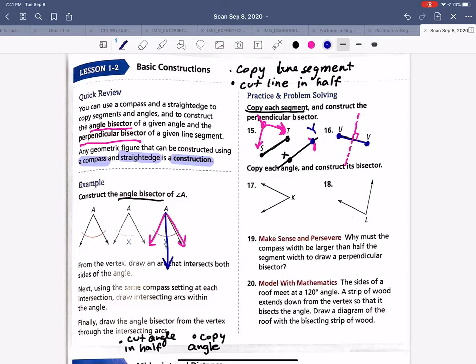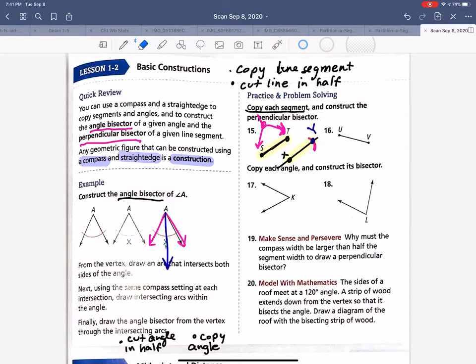And essentially, I've done it. I copied this line segment here, ST, over here to XY. Now they said, construct a perpendicular bisector. So I kind of got ahead of myself. I'm going to erase and start over.